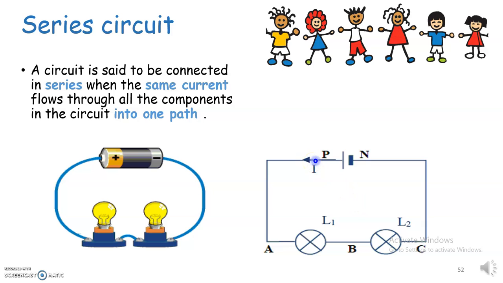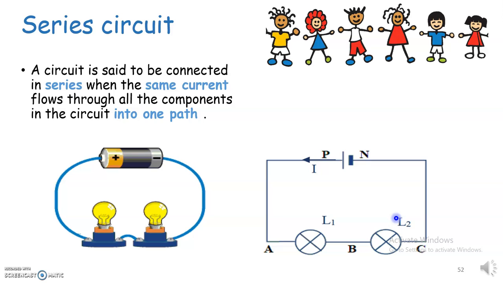So let's now imagine the flow of the current. The current comes from the battery, flows in the circuit to reach the first lamp, then continues its path to reach the second lamp, then flows back to the battery. So there is only one path for the current. The current has only one path to flow in the circuit.